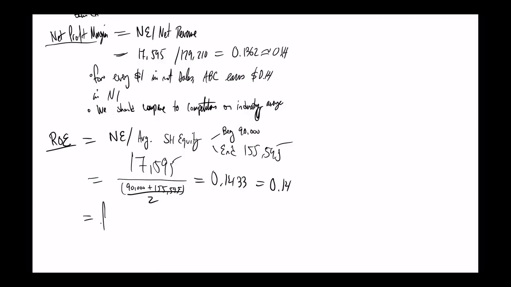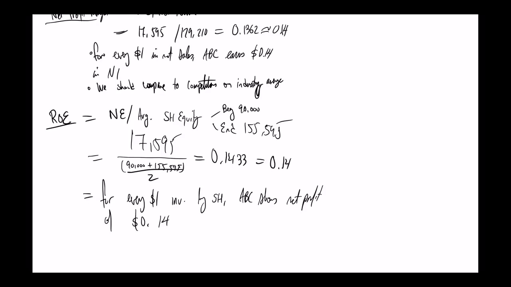So this shows us for every $1 invested by shareholders, ABC shows net profit of 0.14, and once again, to know if this is good or bad, compare with either competitors or the industry average.